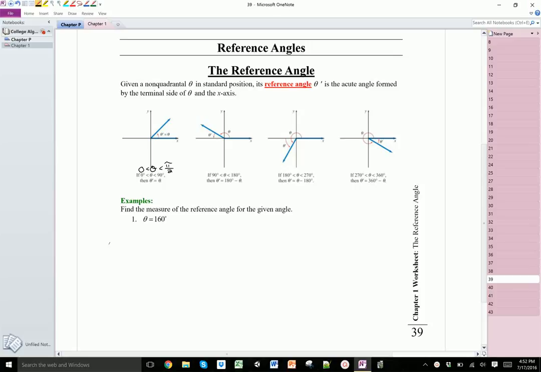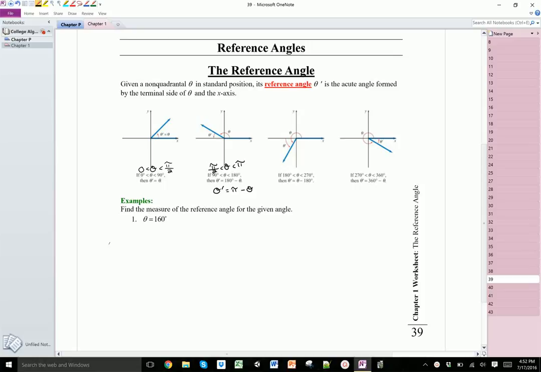Here, if you have it in the second quadrant, then you would just do 180 degrees minus the angle, or if the angle in radians were between pi over 2 and pi, then you would find theta prime by doing pi minus theta.